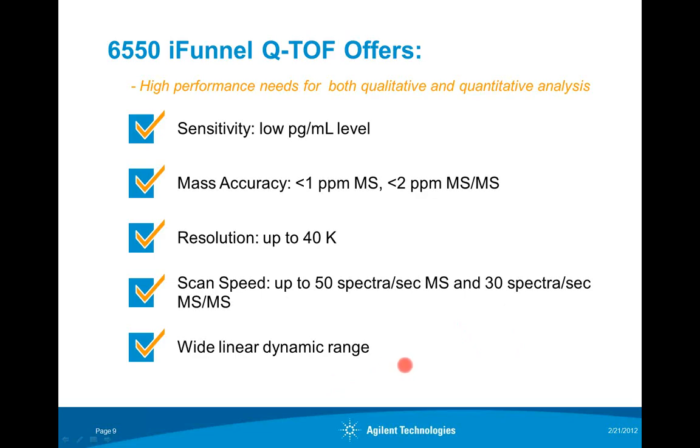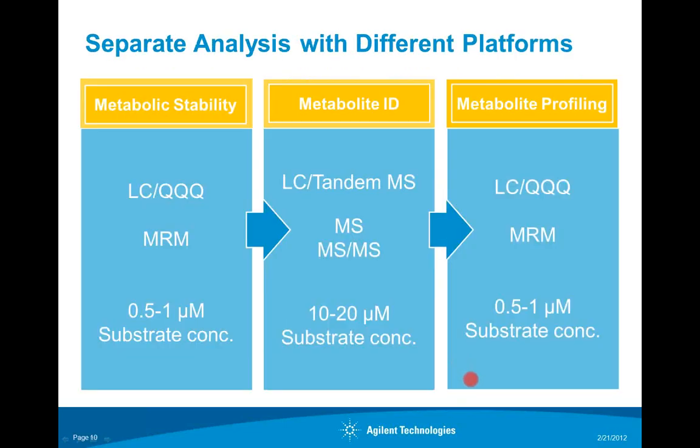The linear dynamic range is also excellent, typically in the range of 3 to 4 orders, with the in-spectral dynamic range of up to 5 orders. So next, I'm going to discuss a case study to demonstrate the utility of the 6550 iFunnel Q-TOF for simultaneous determination of metabolic stability, metabolite identification, and profiling.